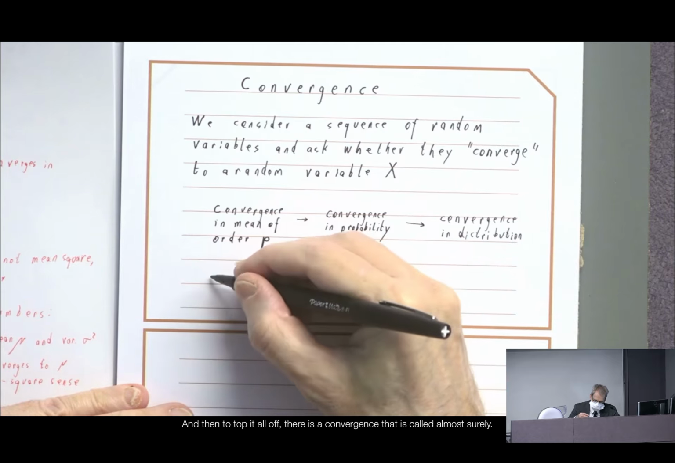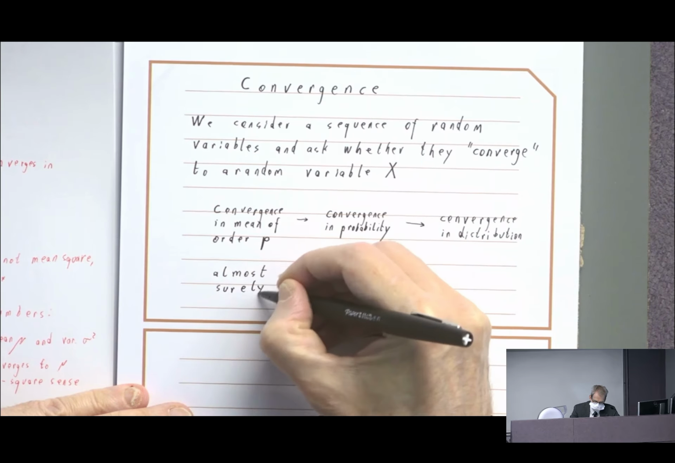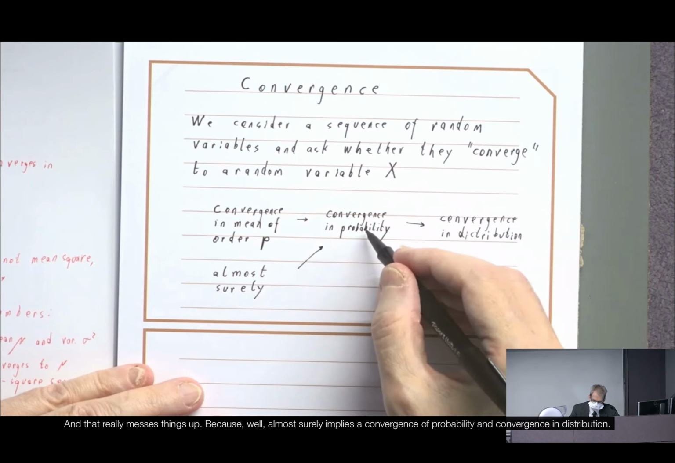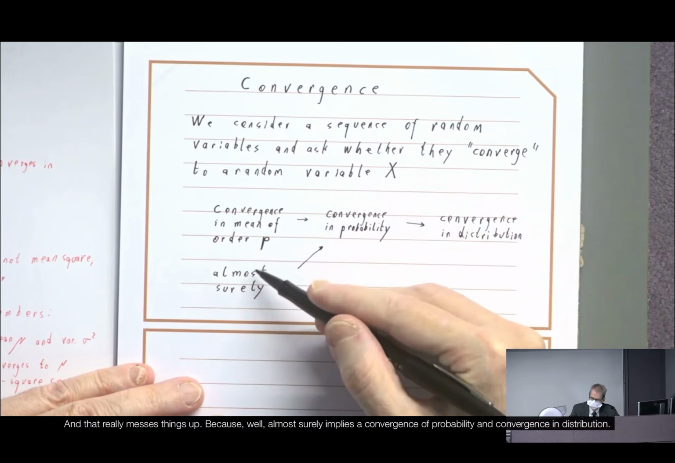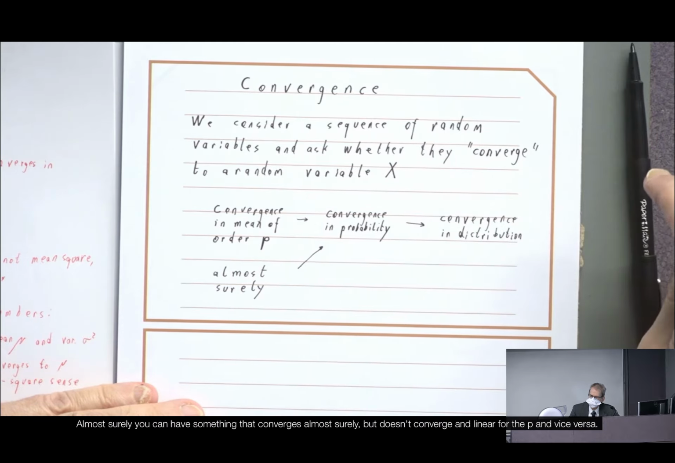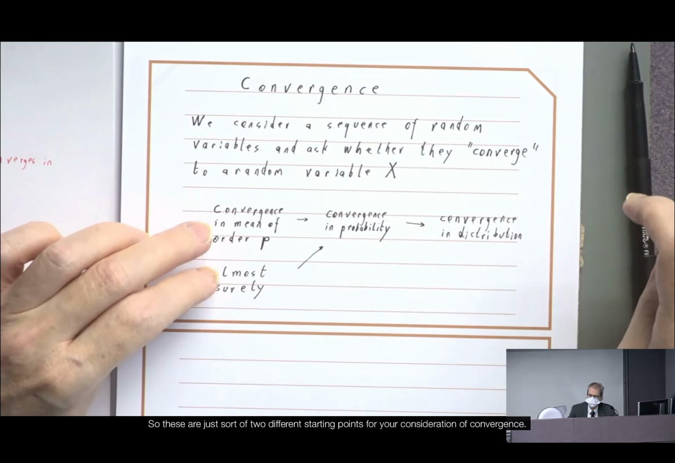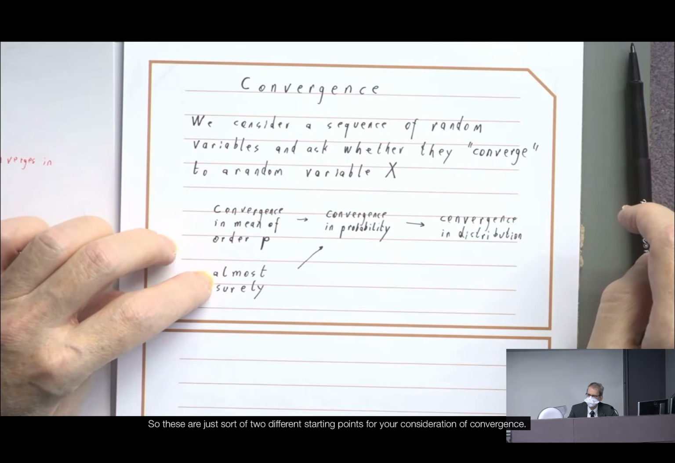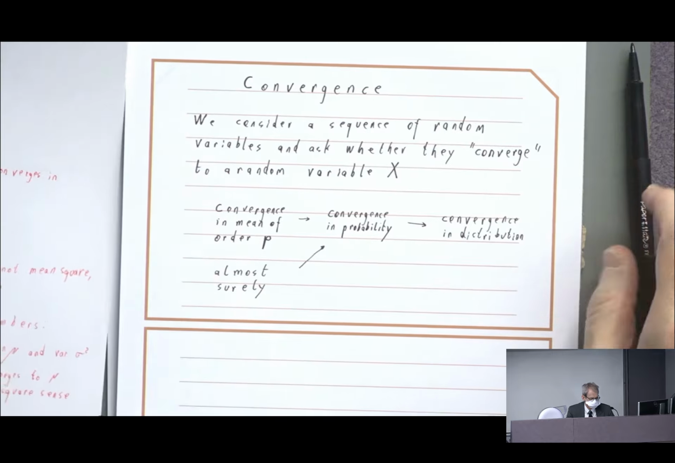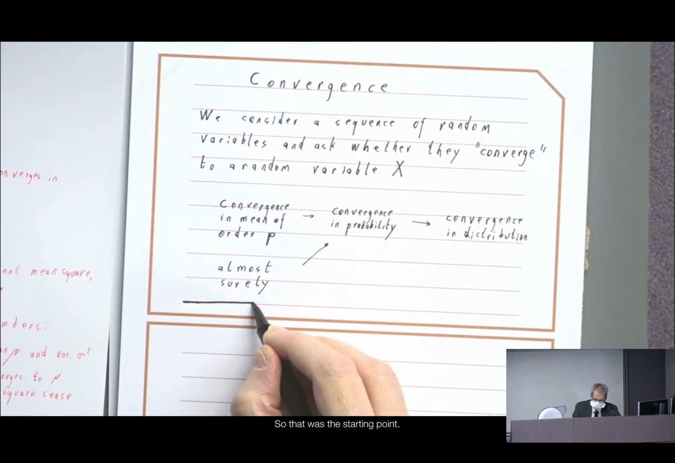And then, to top it all off, there is a convergence that is called almost surely. And that really messes things up, because almost surely implies a convergence in probability and convergence in distribution, but there is no order between the convergence in mean of order p and the almost surely. You can have something that converges almost surely but doesn't converge in mean of order p, and vice versa. So these are just two different starting points for your consideration of convergence. So that was the starting point.